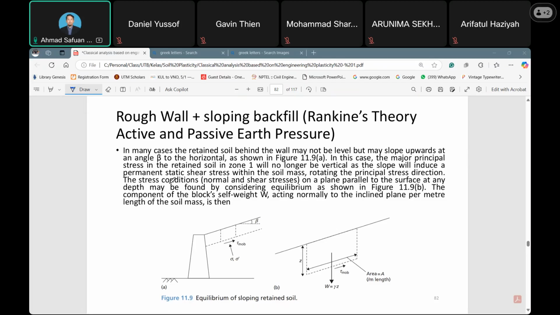Okay, we continue on the wall with sloping backfill. It means that on the top of the backfill, there is a slope. Again, later on I will show the derivation. For today we just familiarize with some of the equations for these problems.